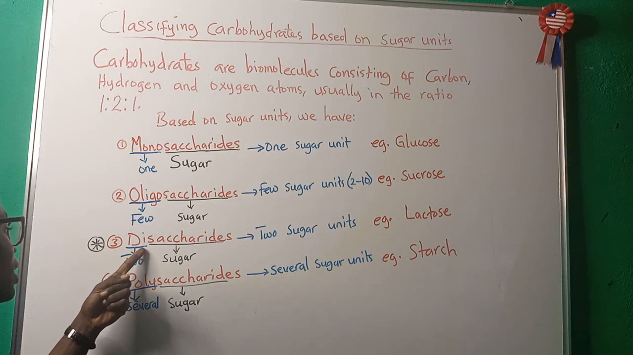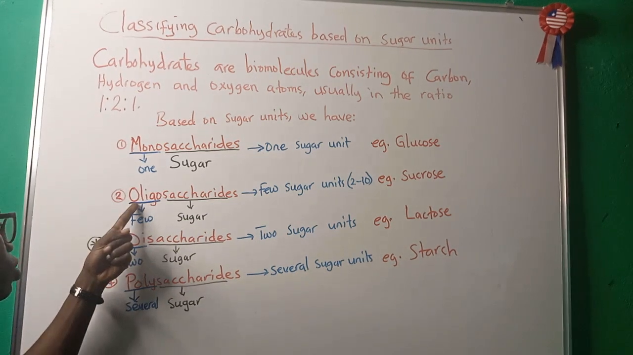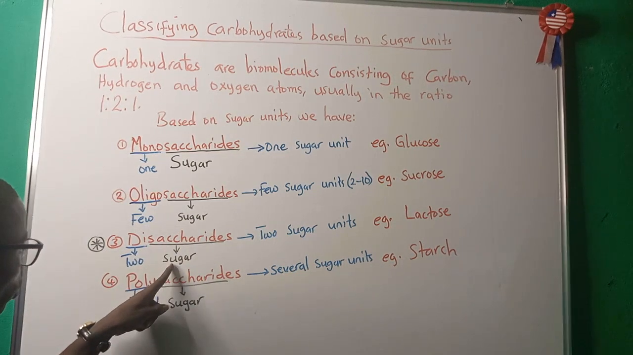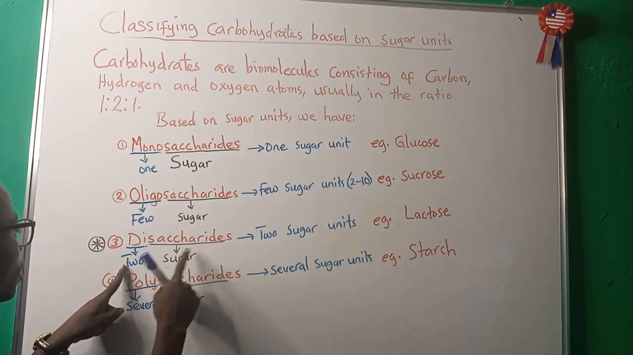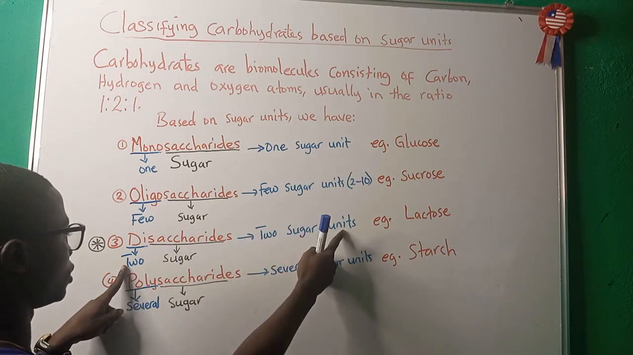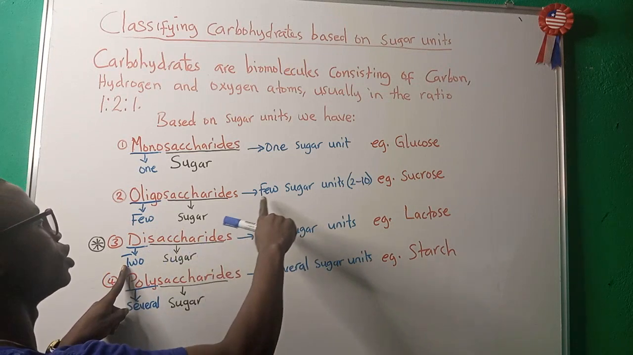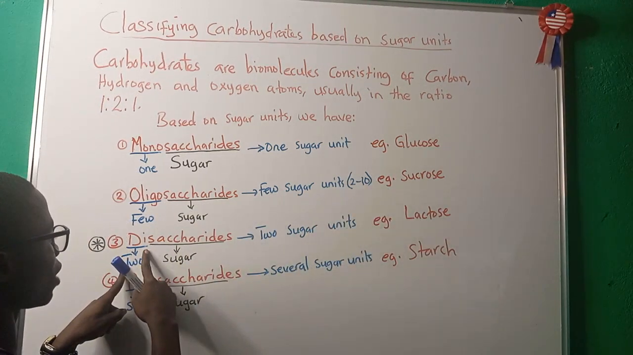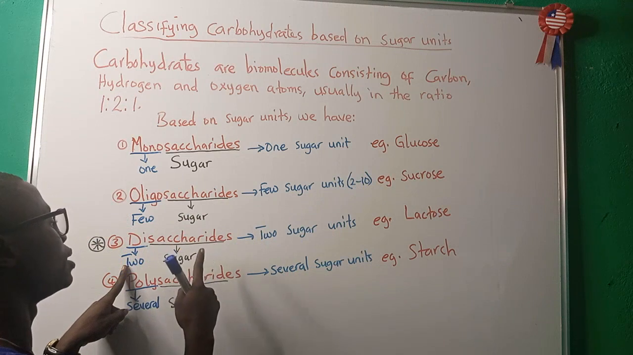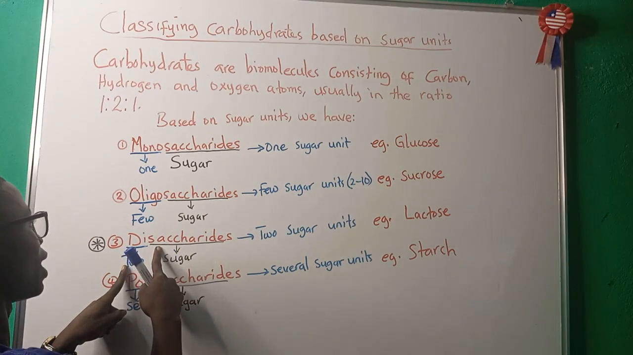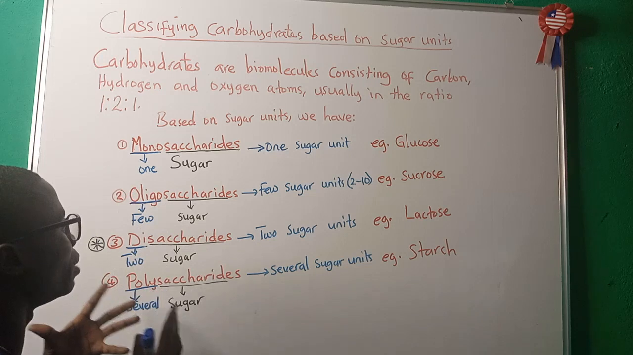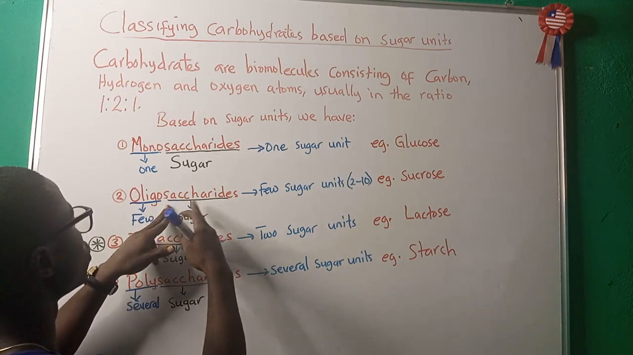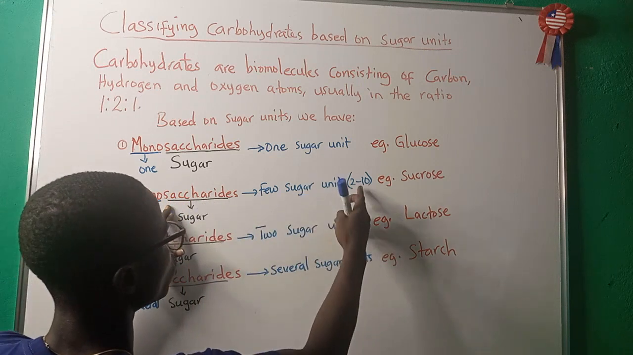And this one, disaccharide, is a specific kind of oligosaccharide because the prefix di means two and saccharide means sugar. So if you have a disaccharide, it means 2 sugar units. Since in the definition, oligosaccharide ranges from 2 to 10 sugar units and a disaccharide is 2 sugar units, that means definitely that a disaccharide is an oligosaccharide. So based on that, we conclude that all disaccharides are oligosaccharides. So oligosaccharides are few sugar units, 2 to 10.